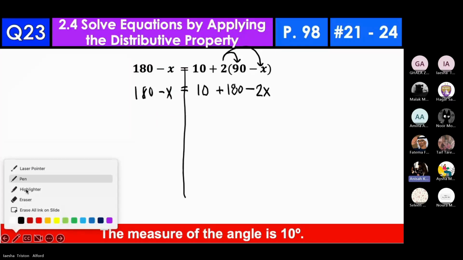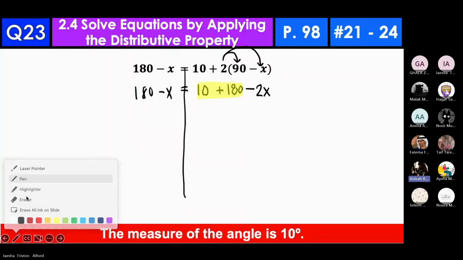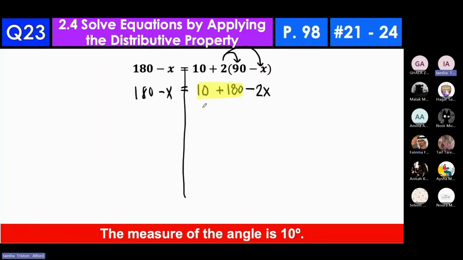So here we have two variables. Before we solve, we've got to clean up. We need to add this together: 180 plus 10 equal positive 190. The negative 2x, you keep it down. The equal, down. 180 subtract x.